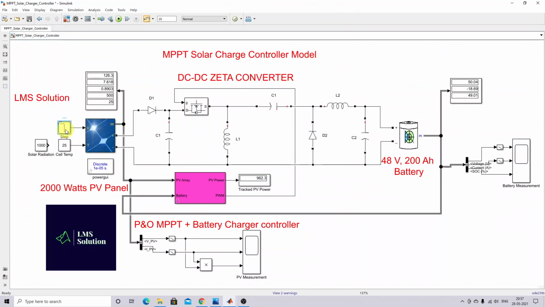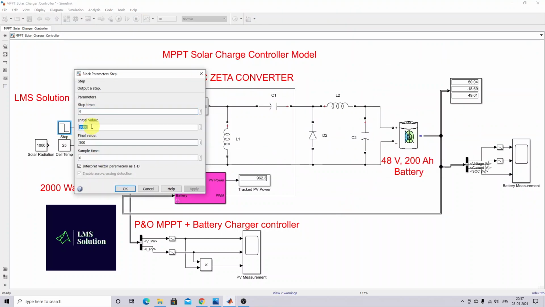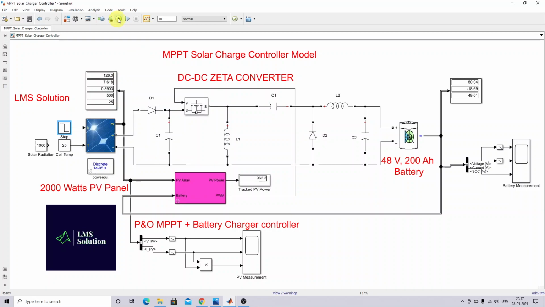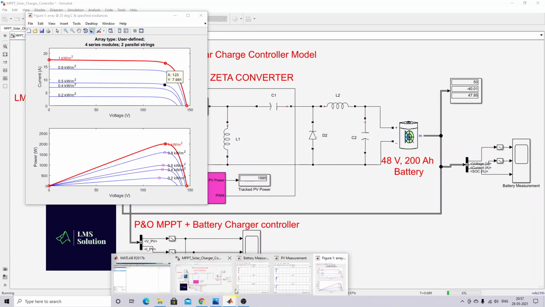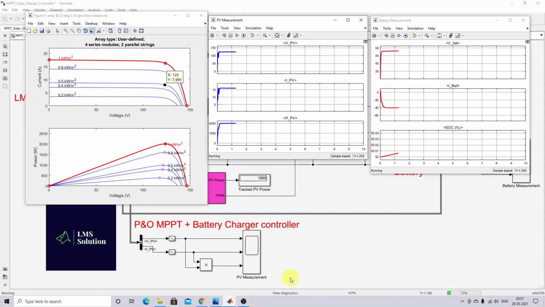So I'm going to change this model. Initially I'm going to make 1000, after that I'm going to make 800. Okay, we'll check the model result. For 800, the maximum power is around 1595 watts, right? 1595 watts. We'll check that one after the 5 second irradiation change from 1000 to 800.